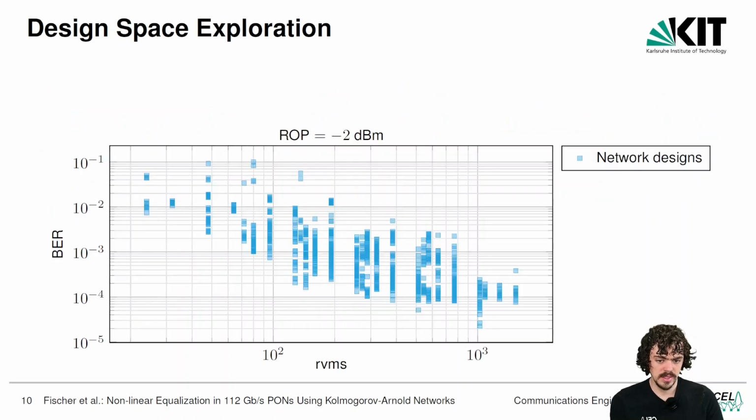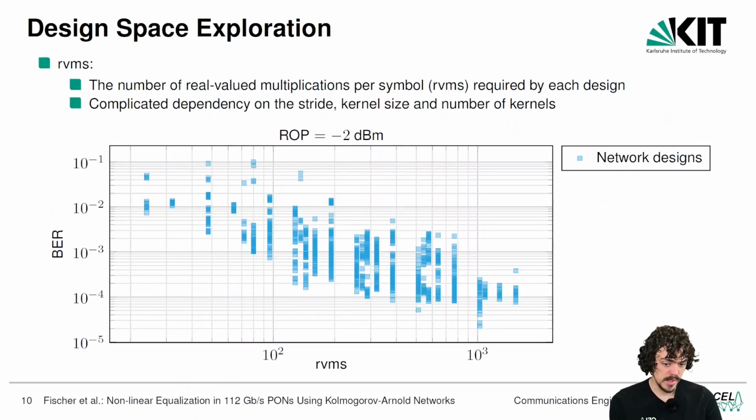And what this gives us is a scatter plot that looks like this. On the x-axis we have the real valued multiplications per symbol, the number of real valued multiplications per symbol required by each design, and it actually has a complicated dependency on the stride, the kernel size, and the number of kernels. On the y-axis we have the bit error rate. Each point in this scatter plot is a different network design.